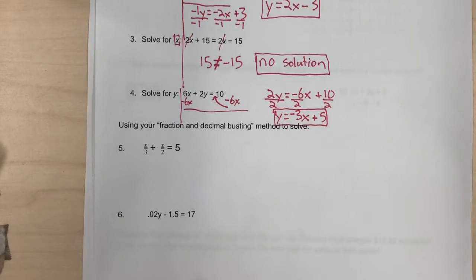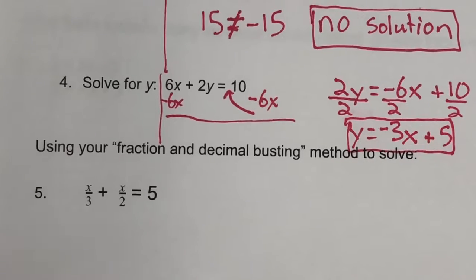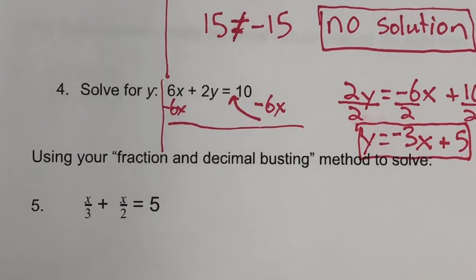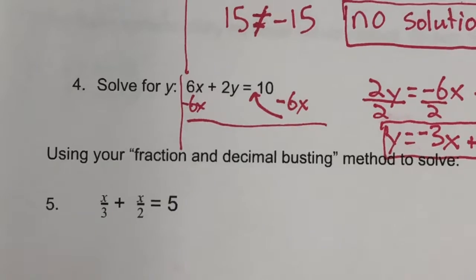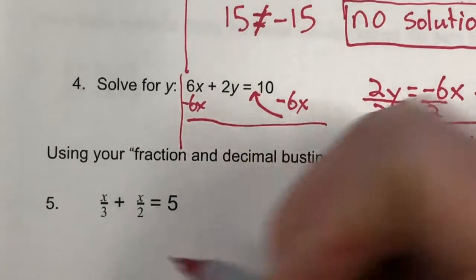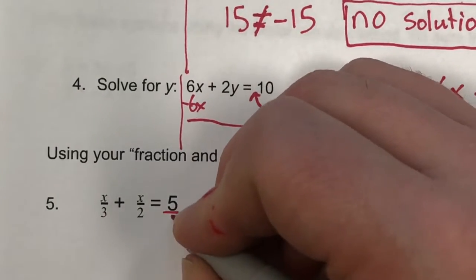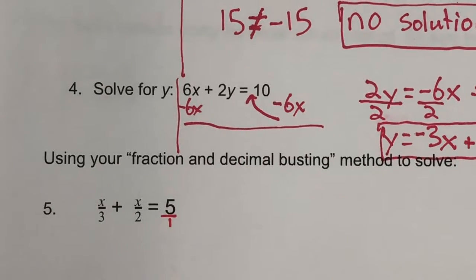All right, next section is our fraction and decimal busters. This one, we have 2 denominators. In this case, we've got 3 and 2. The 5, remember, is going to have a 1 underneath it. So I don't really count that 1.